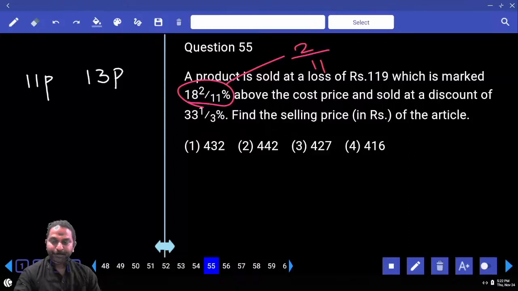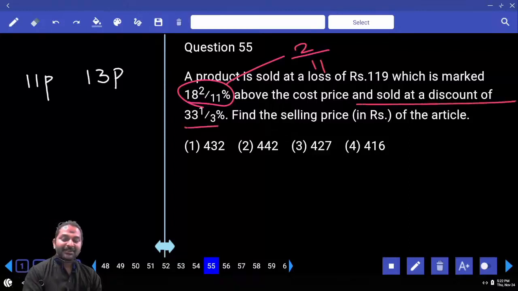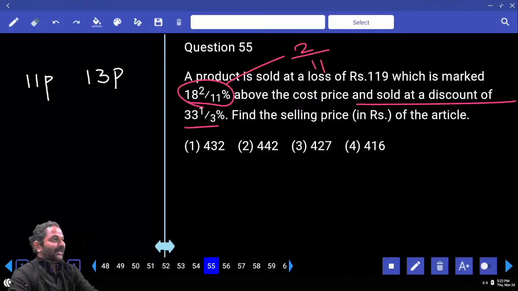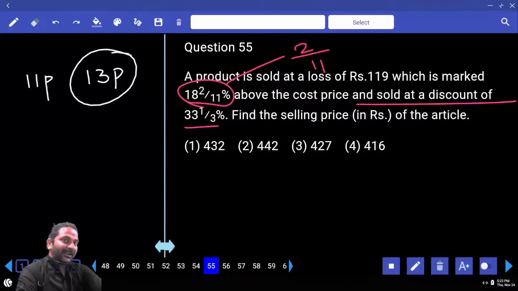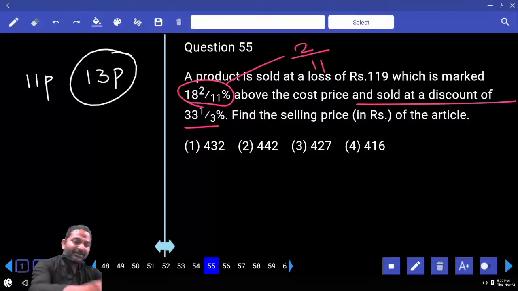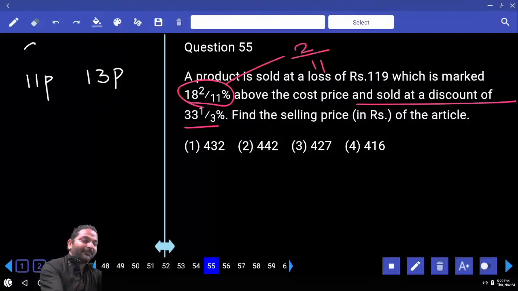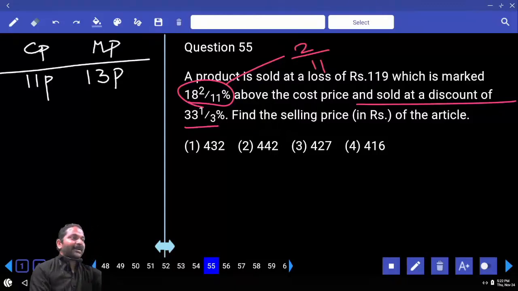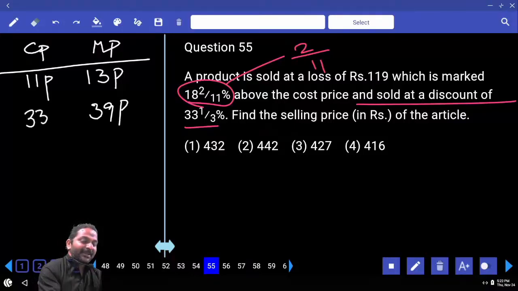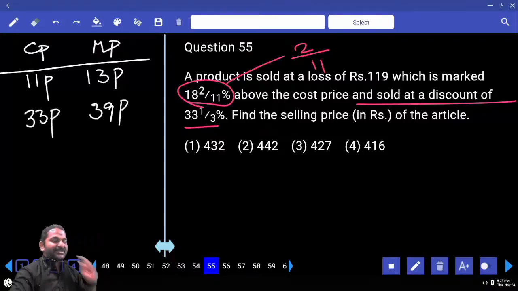Clear? And it is sold after giving a discount of 33 1/3%. 33 1/3% is 1/3. So upon market price 13 parts, can you calculate 1/3? And will you get an integer? No, right? So I am expecting a multiple of 3 here for cost price and market price. Market price 13 parts is not a multiple of 3. Hence I'll multiply that with 3, which is equal to 39 parts. Then cost price also must be multiplied by 3, becomes 33 parts. Is this okay? So far clear?